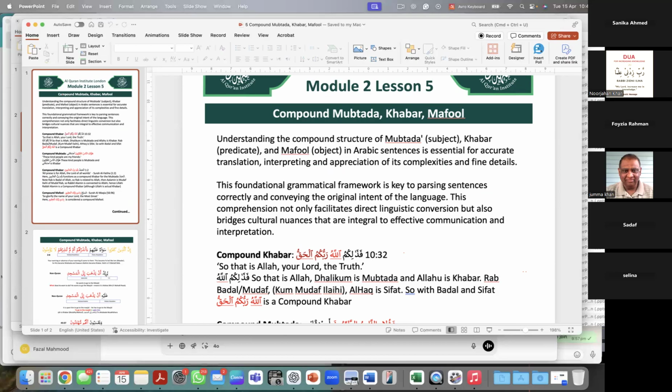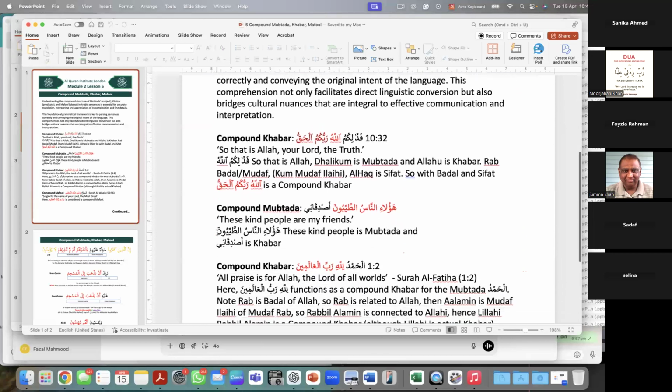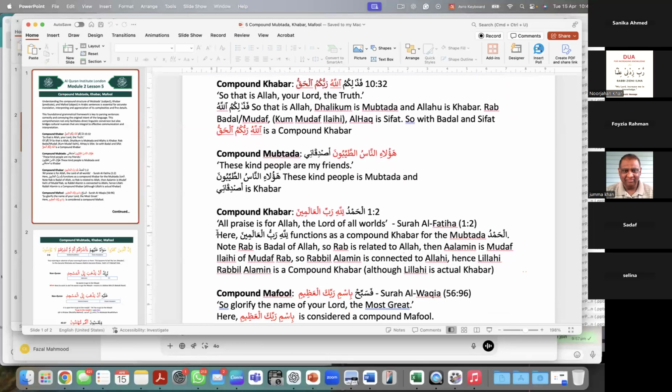So, as you know, I'll go straight to simple examples here. Can you see? Dhalikumullahu Rabbukumul Haqq. Dhalikum. What's the difference between Dhalika and Dhalikum? Who can tell me? Anyone? Dhalikum, is it singular, plural? Dhalika is singular, Dhalikum will be plural.